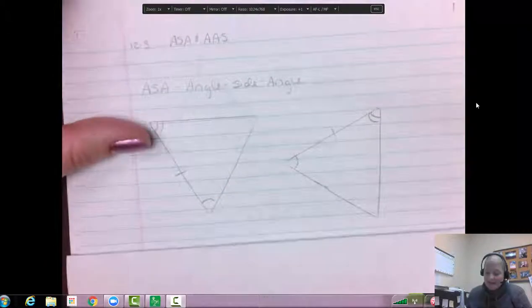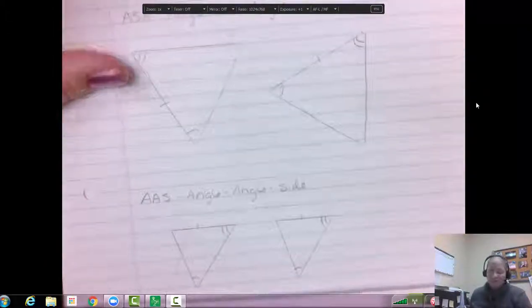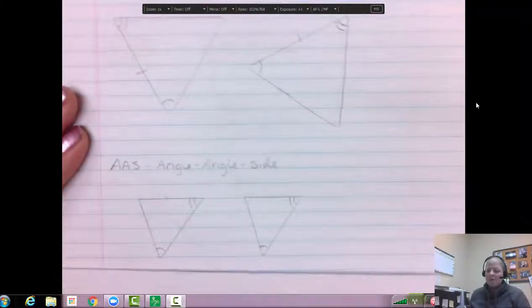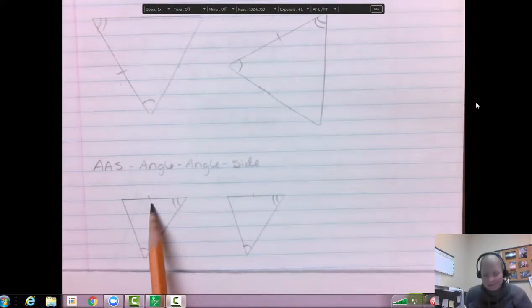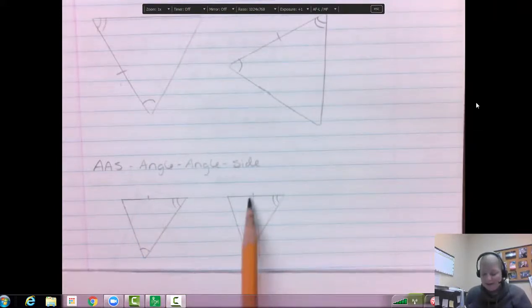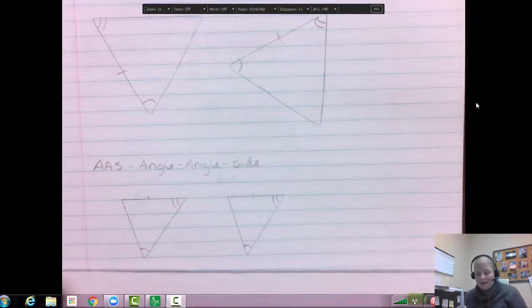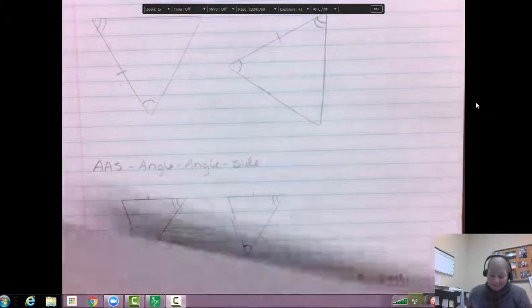All right. And the next one is angle, angle, side. So we have two angles in a row, then a side. Okay, so two angles in a row, then a side. All right, so those are two ways that we can prove congruence.